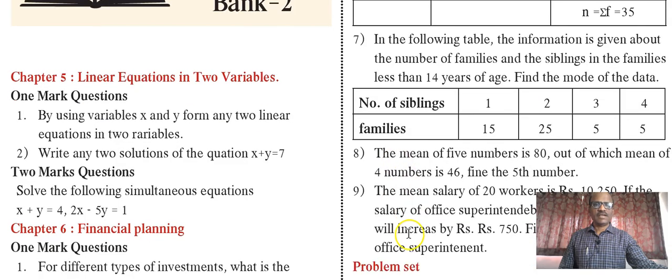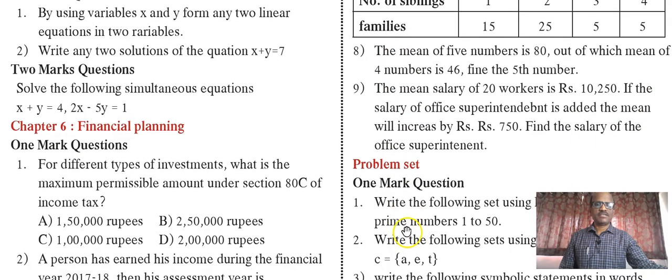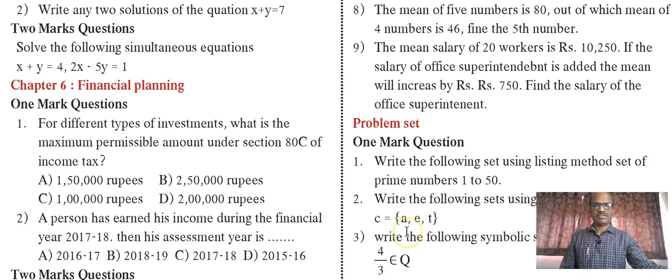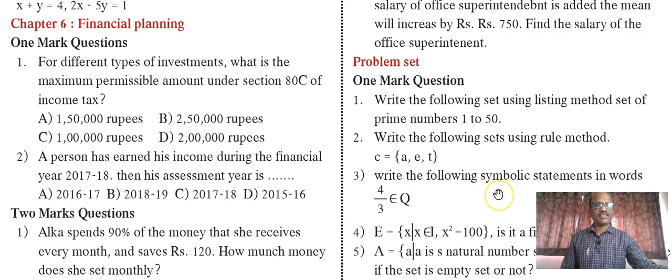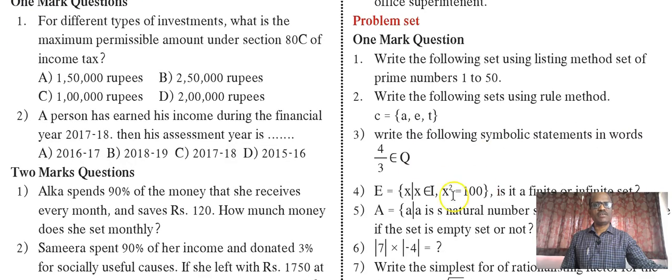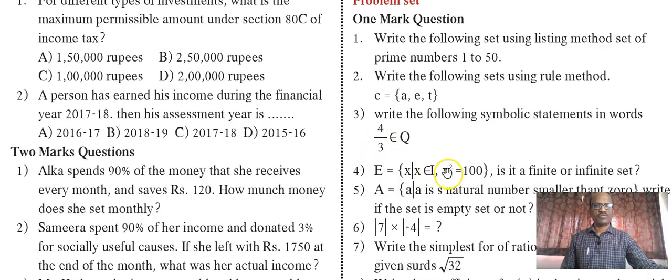Now the next, I have written there again the problem set, that is, summarizing all the chapters, 1 mark questions. Write the following set using the listing method: set of the prime numbers 1 to 50. Write the following sets using the rule method, that is C is equal to A, E, T. Write the following symbolic statement in words, that is 4 upon 3 belongs to Q.